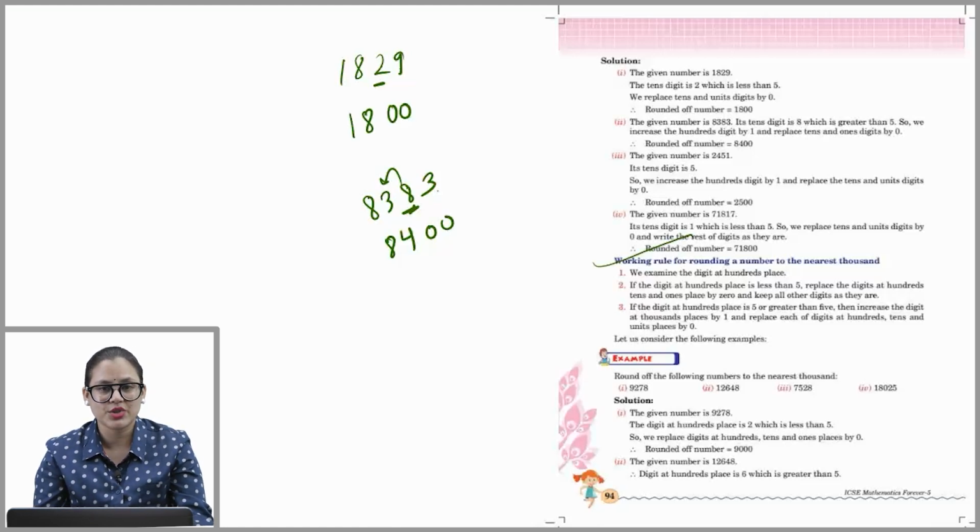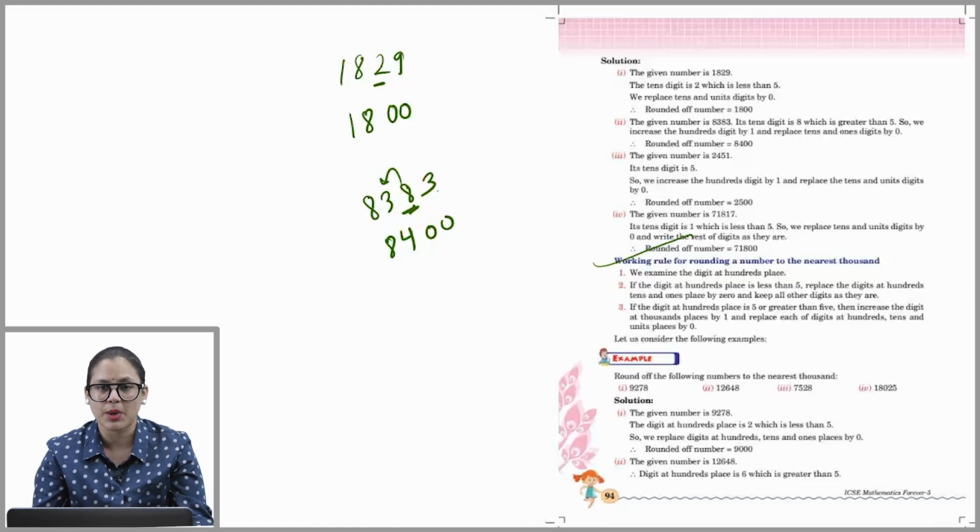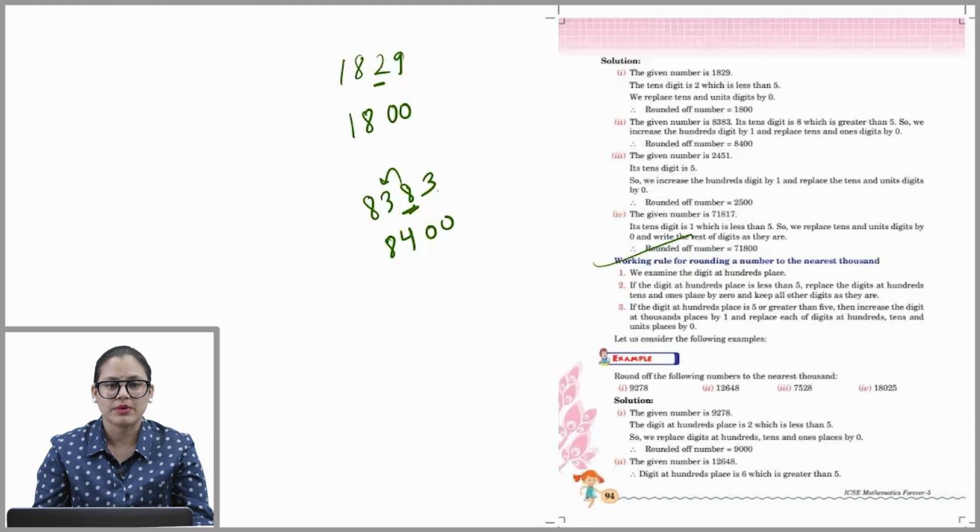Now, working rule for rounding a number to the nearest 1000. We examine the digit at hundreds place. If the digit at hundreds place is less than 5, replace the digits at hundreds, tens and ones place by 0 and keep all other digits as they are. 3. If the digit at hundreds place is 5 or greater than 5, then increase the digit at thousands place by 1 and replace each of the digits at hundreds, tens and units place by 0. Now, let's do the example.